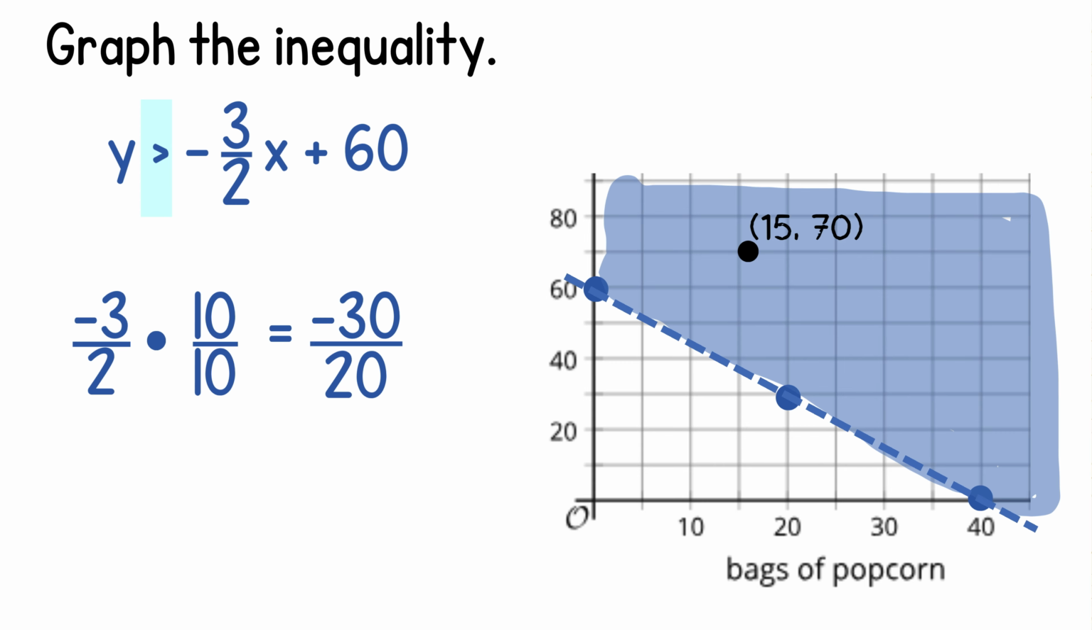For example, the point (15, 70) would represent 15 bags of popcorn and 70 cups of lemonade, which would give a profit. Or 30 bags of popcorn and 60 cups of lemonade.